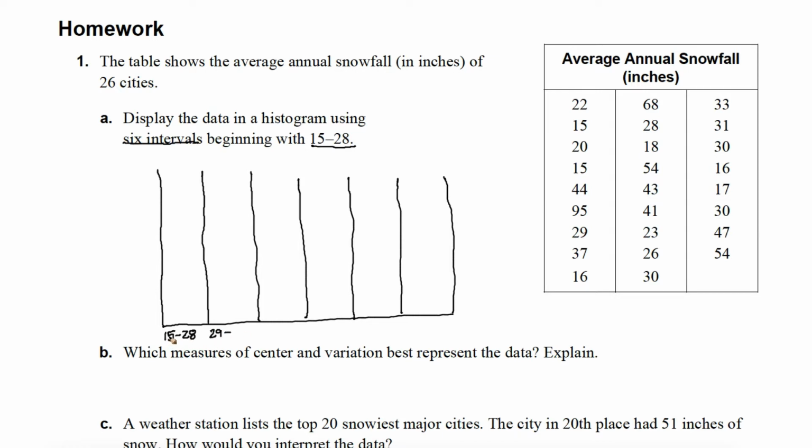Now, how far did we go to get from 15 to 29? We added 14. You just find the difference. 29 minus 15 is 14. So what's 29 plus 14? That would be 43. And what's 43 plus 14? 57, 71, and 85. So all I did was add 14 to each one of these.